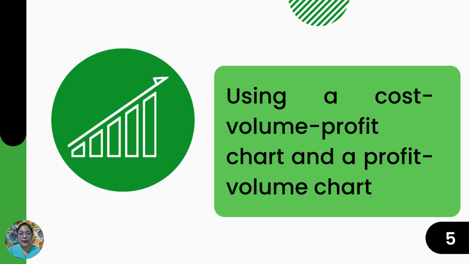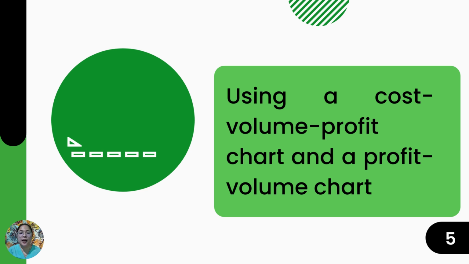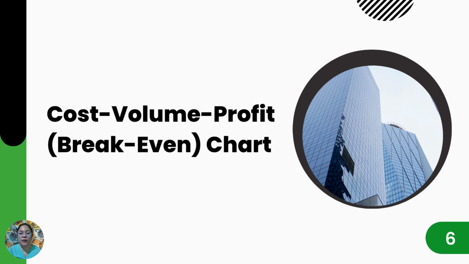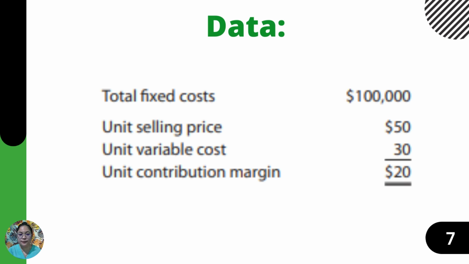Cost volume profit and profit volume chart. We are using the same formula we previously learned for the computation of the CVP analysis, but to understand them better, we will be graphing them. The cost volume profit, or the break-even chart, graphically shows the sales, costs, and the related profit or loss for various levels of units sold. It assists in understanding the relationship between sales, costs, and the operating profit or loss.